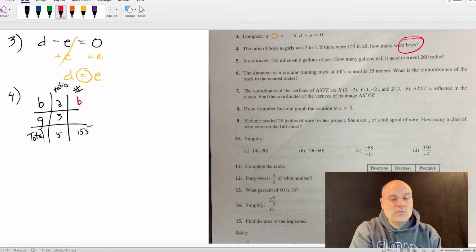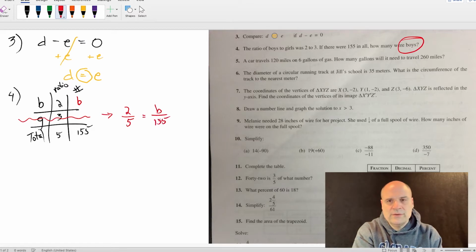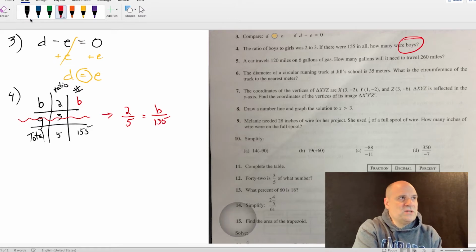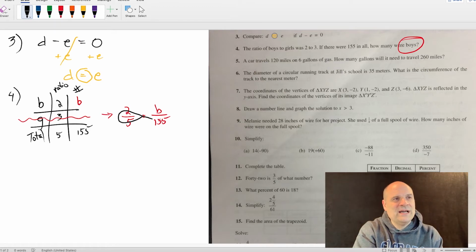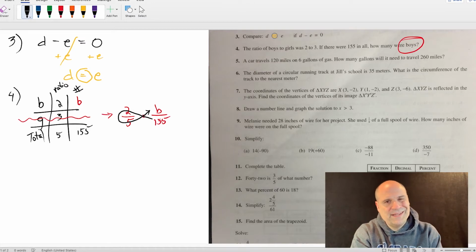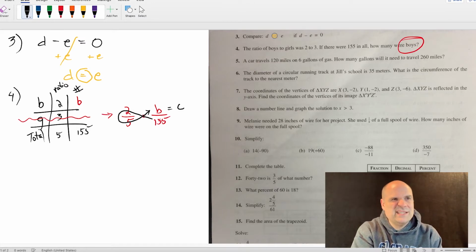And then what does it ask for? How many were boys? So this is where we're gonna put our variable. I'm gonna choose B for boys. All right, so now we have a proportion. We don't need this middle column anymore. So our ratio is just gonna be 2 over 5 equals B over 155. So we can use the fish method. Fish method is the cross products are equal, so we're gonna multiply 155 times 2 and then divide by 5. 155 times 2 is 310, divided by 5 equals 62. Boom, 62 boys.